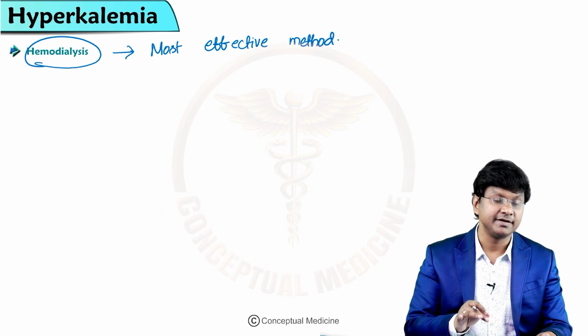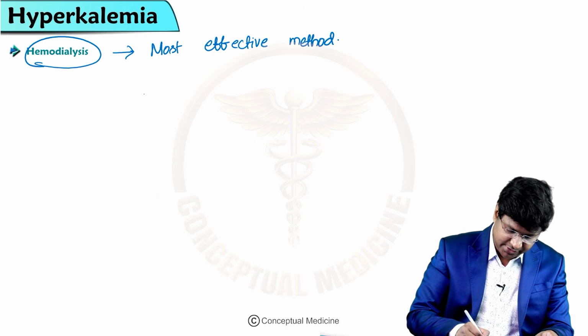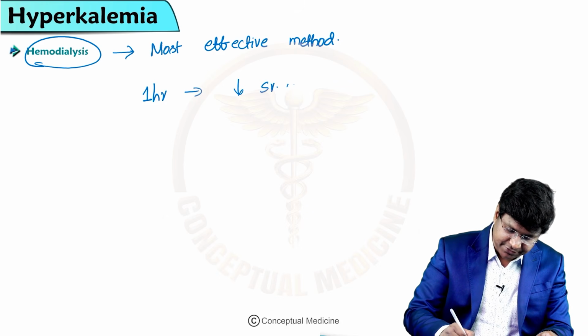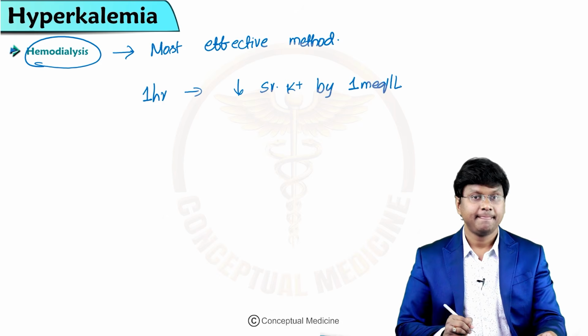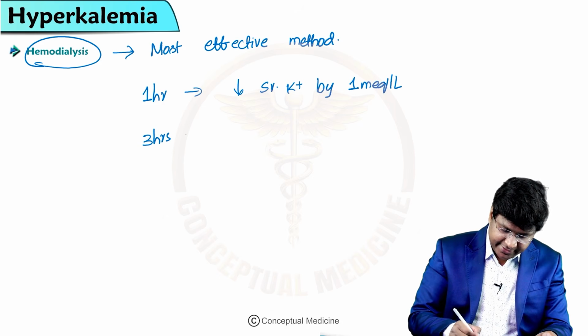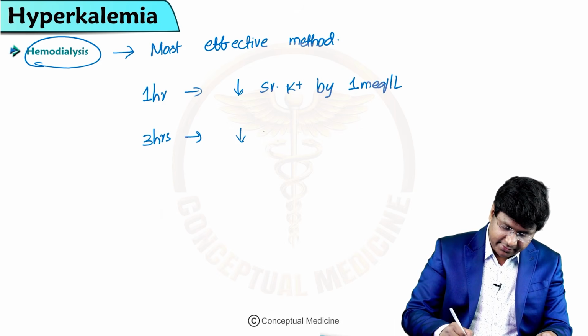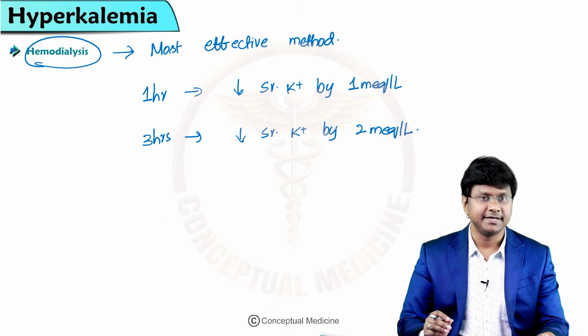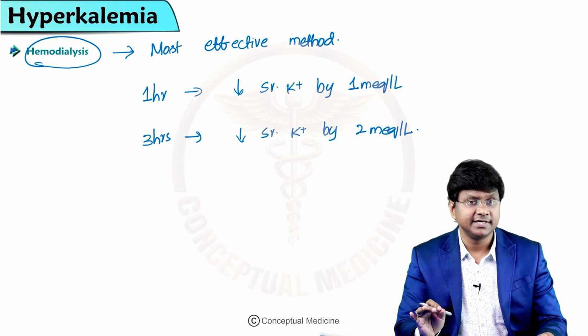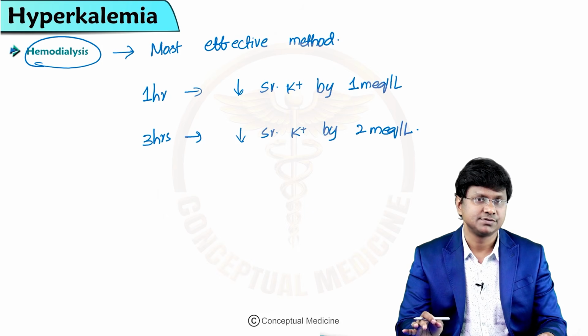And this hemodialysis can produce a 1 milliequivalent per liter drop in serum potassium after 1 hour of dialysis. So when you do 1 hour of hemodialysis, there will be a drop of serum potassium by 1 milliequivalent per liter, and when you do hemodialysis for nearly 3 hours, there will be a drop in the serum potassium by 2 milliequivalents per liter. That is the efficacy of hemodialysis.